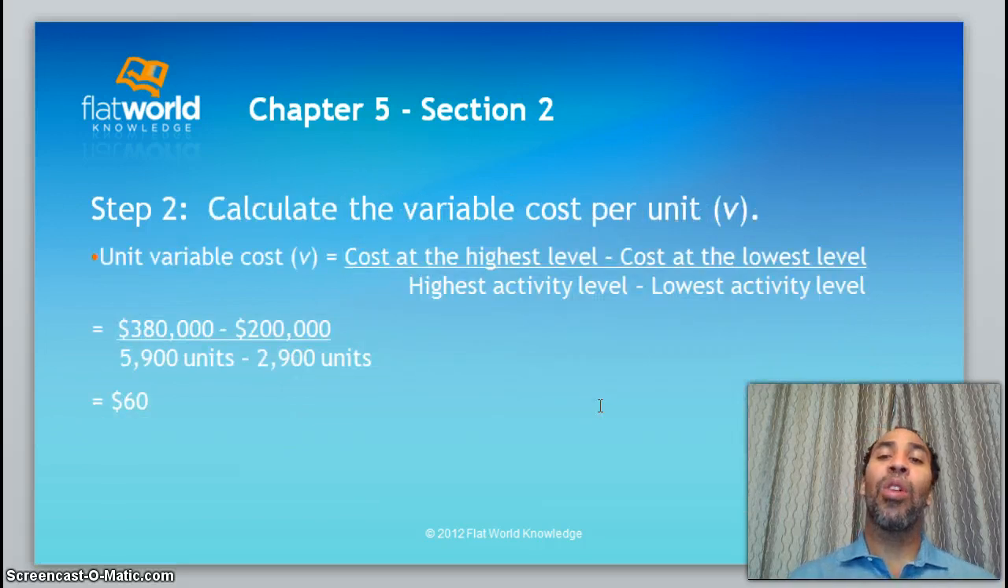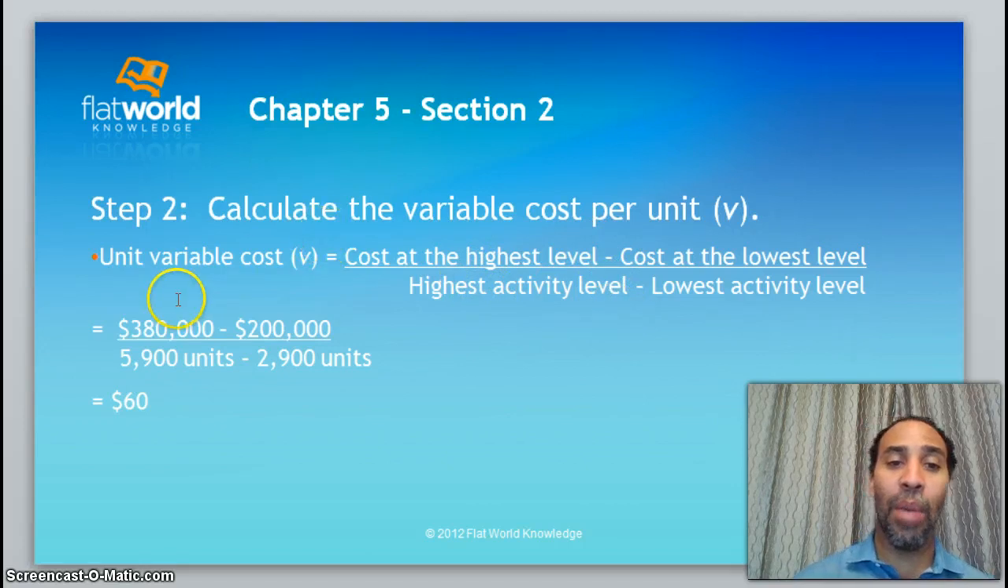So calculate the variable cost per unit. So you take the cost at the highest level, which is right here, minus the cost at the lowest level. So if my highest level, and it's not in this instance, was 700,000, that's what I would put. And the cost at the lowest level was 100,000, that's what I would put there. And then you take the highest activity level, so let's just say it's 500 units produced, minus 100 units produced is the lowest activity, right? So the highest minus the lowest in terms of cost, and then the highest minus the lowest in terms of activity level.